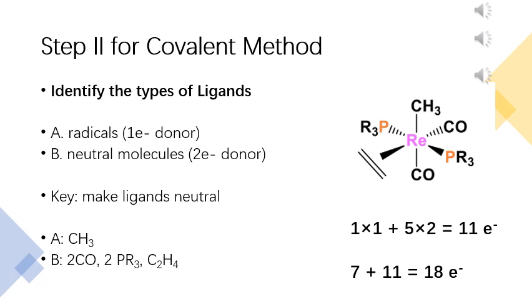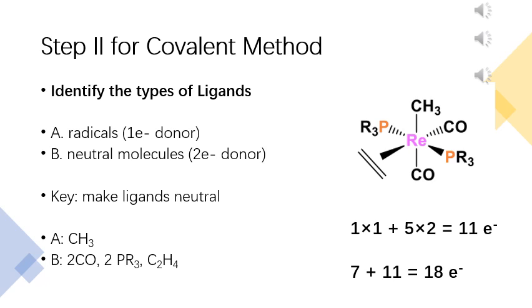The second step might be more difficult. You need to figure out the types of all of your ligands. There are two types of ligands. Type A: radicals, which will add 1 electron to your final electron counting result. And type B: neutral molecules, which will add 2 electrons. It might be weird for some beginners, so I think the key is to imagine all of your ligands neutral and to figure out whether they are stable as radicals or neutral molecules.